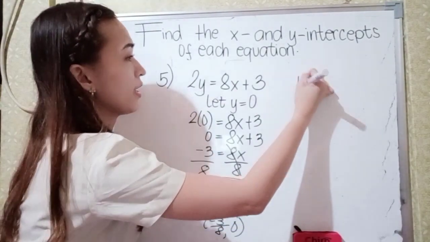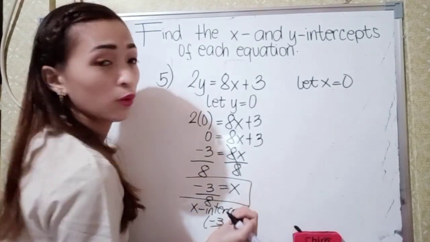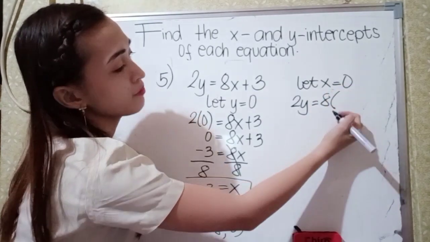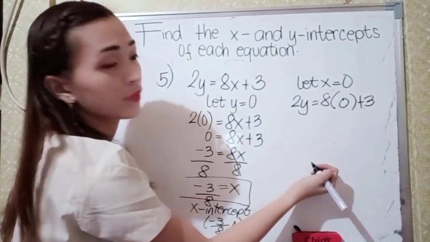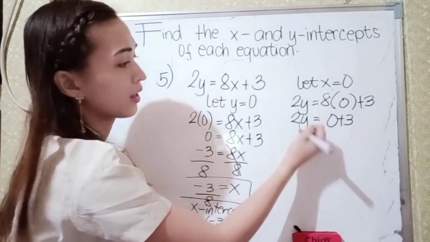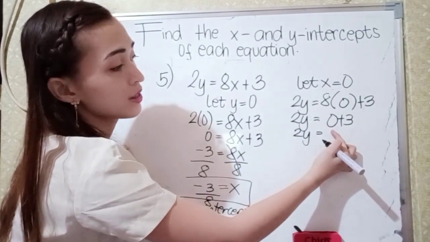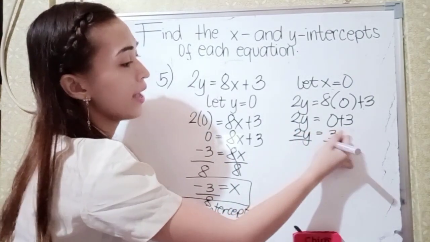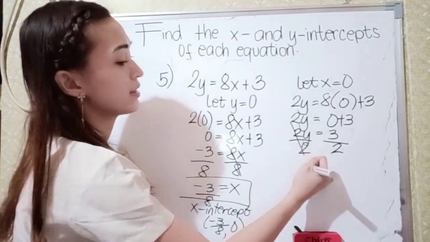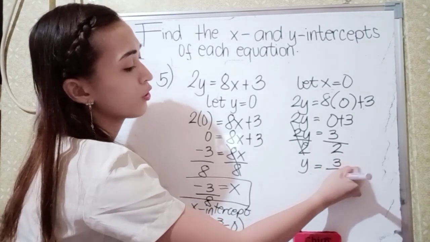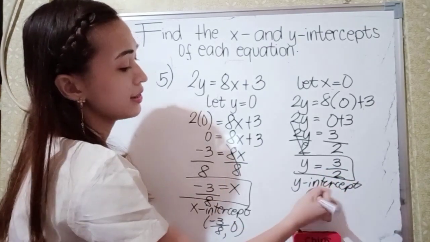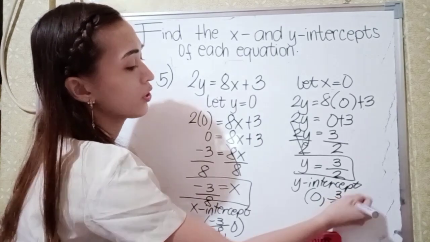Our y-intercept: let x be equal to 0 to get the y-intercept. So that is 2y equals 8 times 0 plus 3. 8 times 0 is 0 plus 3, so 2y equals 3. To get y, let's divide both sides by 2. 2 divided by 2 is 1, so that is canceled. So we have y equals 3 over 2. So our y-intercept is (0, 3 over 2).